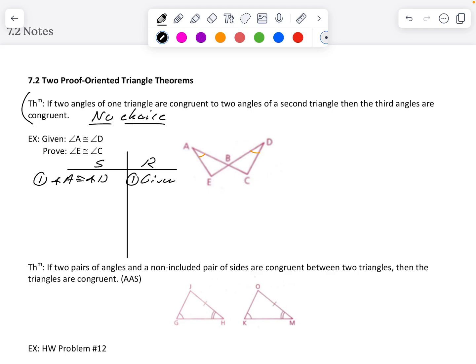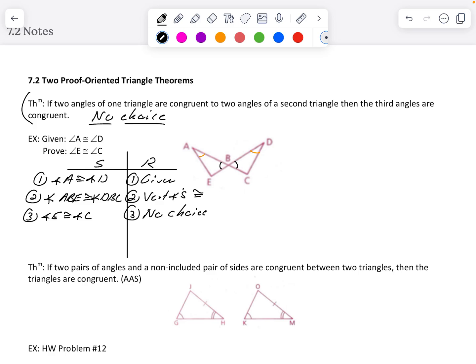We marked our picture. What else we can mark on our picture are these vertical angles in the middle. So let's go ahead and say angle ABE is congruent to angle DBC, and that's because vertical angles are congruent. So we want to prove that angle E is congruent to angle C, and we can say that now. We can say angle E is congruent to angle C because we showed the other two pairs were congruent. The third pairs are congruent by no choice.